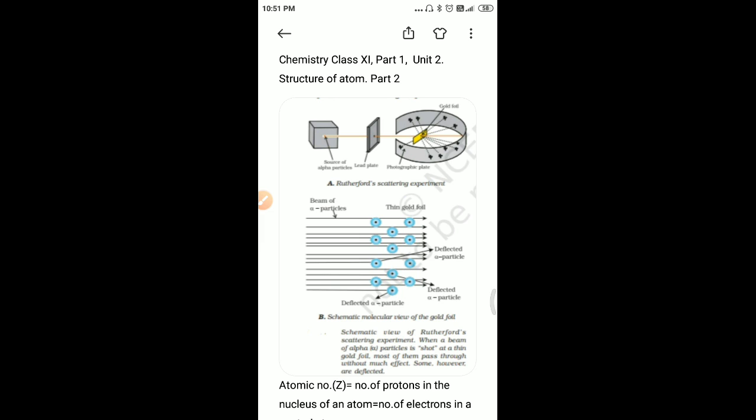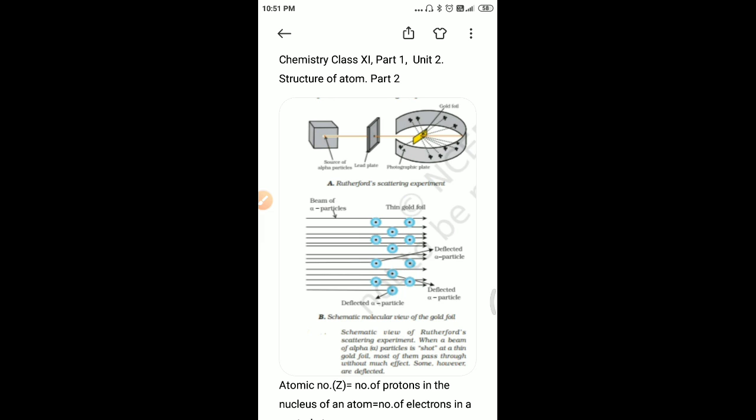Students, today we'll continue chapter 2 from part 1, Structure of Atoms. So today we'll discuss atomic models. Mainly today we are going to discuss the Thomson model of the atom and the Rutherford nuclear model of the atom.